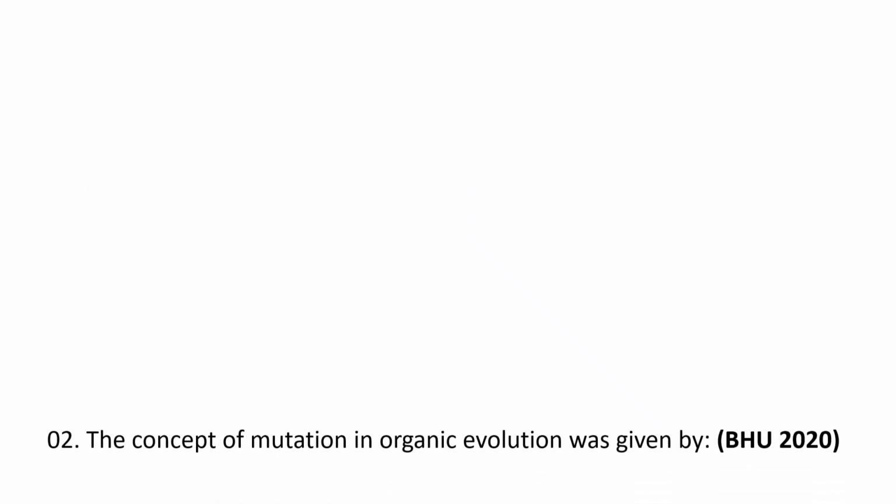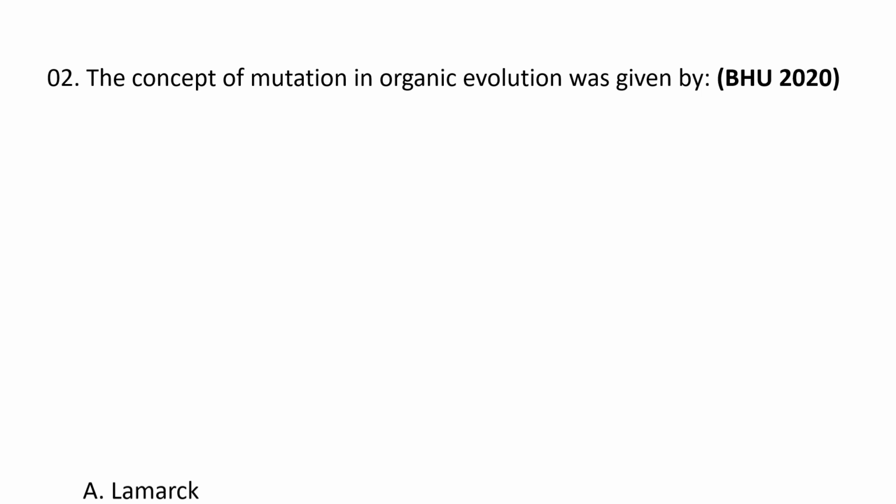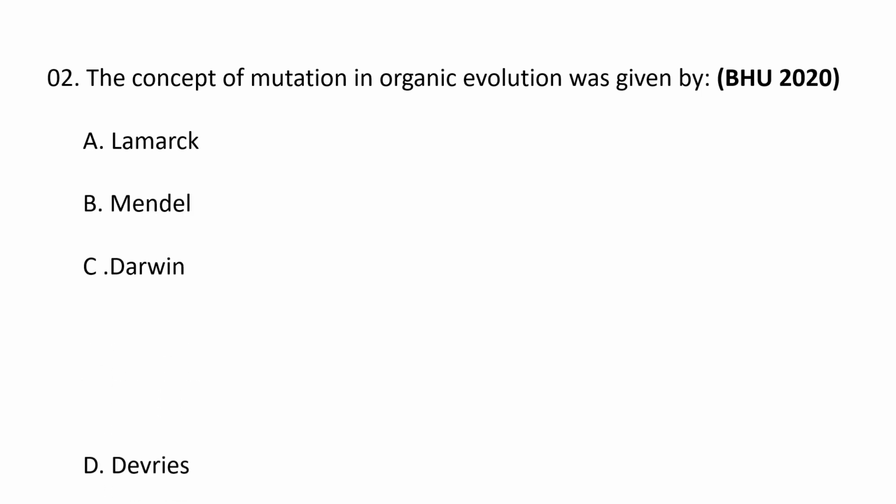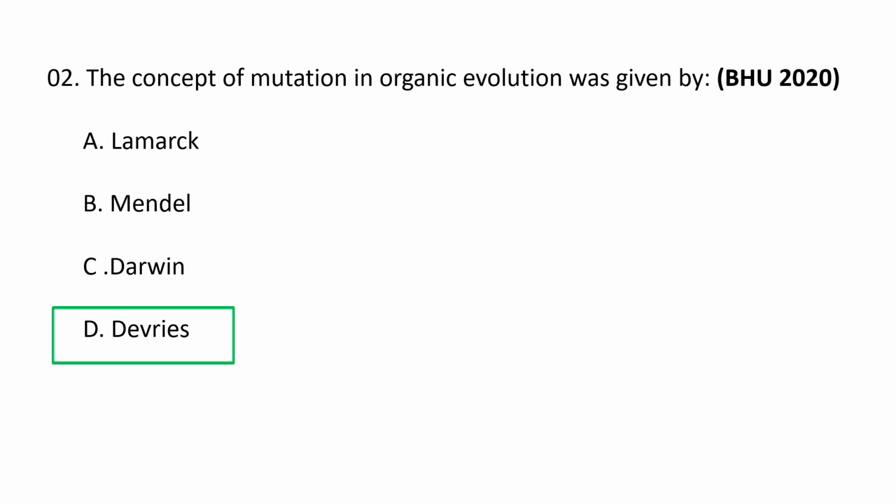Next question. The concept of mutation in organic evolution was given by: A. Lamarck, B. Mendel, C. Darwin, and D. De Vries. The correct option is D. The concept of mutation in organic evolution was proposed by Hugo de Vries. He developed the mutation theory of evolution, which is based on his studies of the evening primrose.